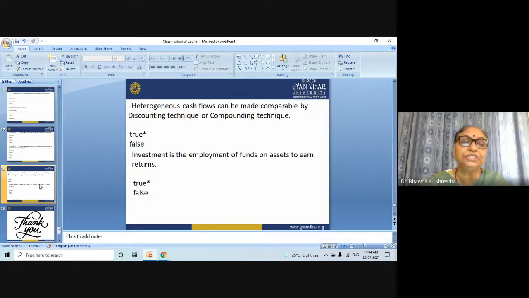The next question: heterogeneous cash flows can be made comparable by discounting technique or compounding technique. True or false? The answer is true. Next question: investment is the employment of funds or assets to earn return. True or false? The answer is true.